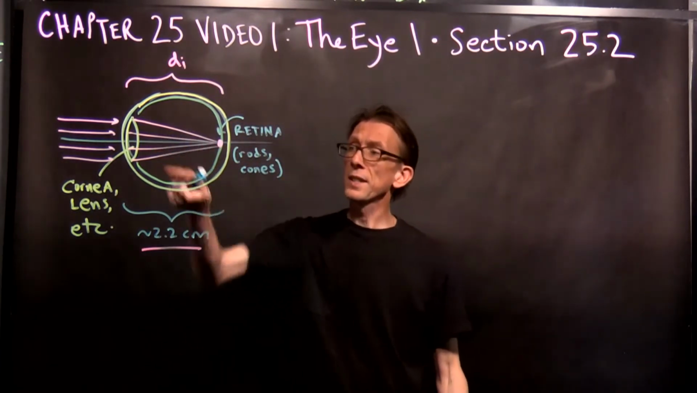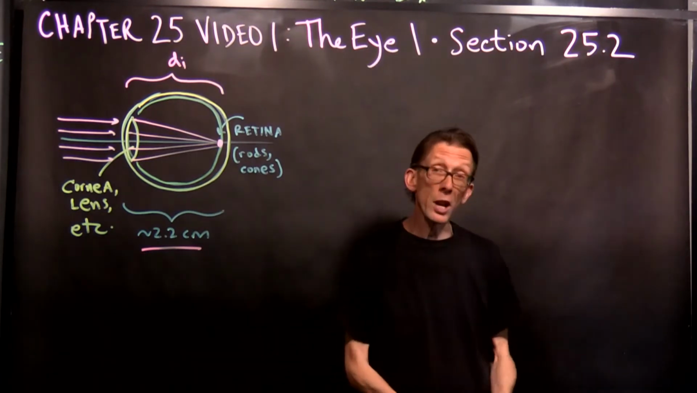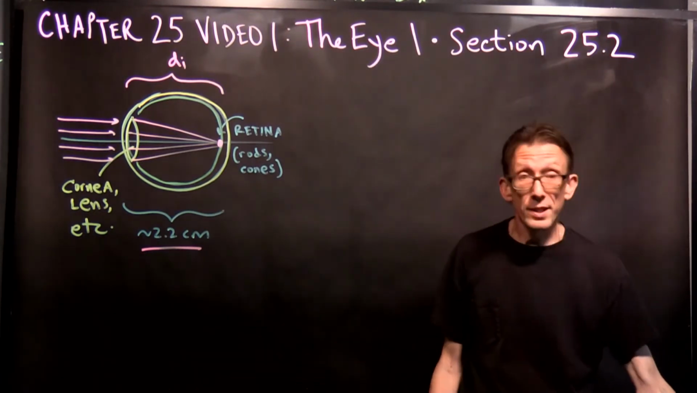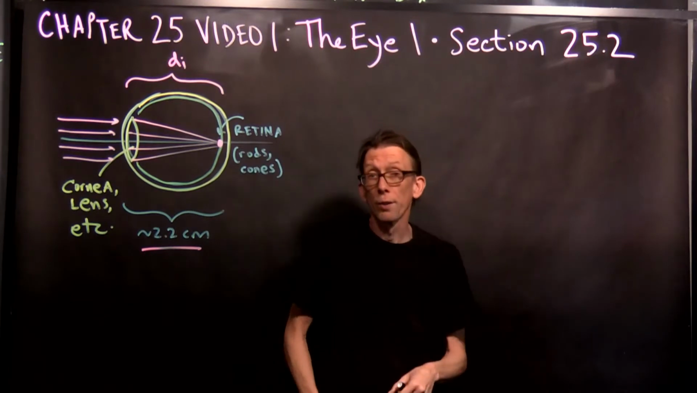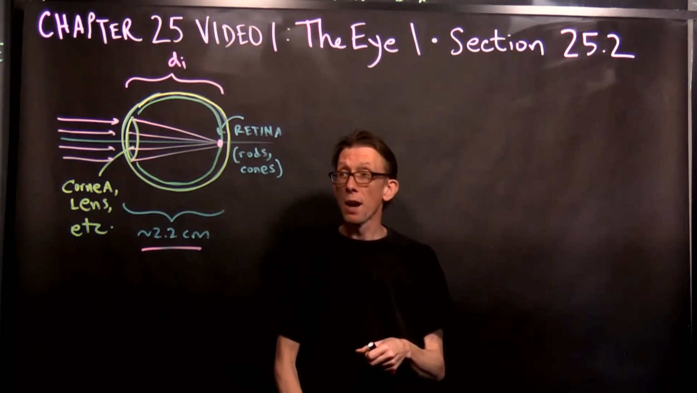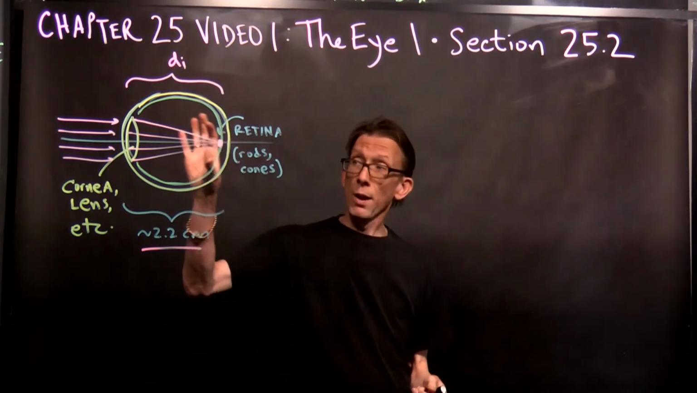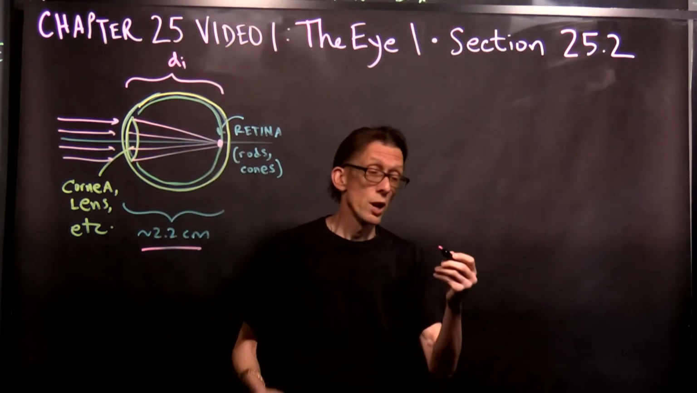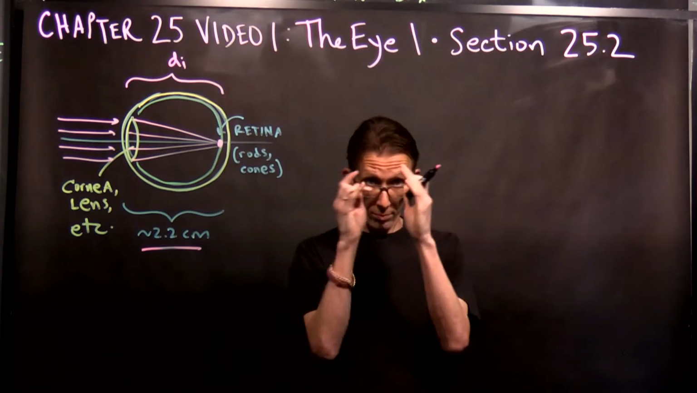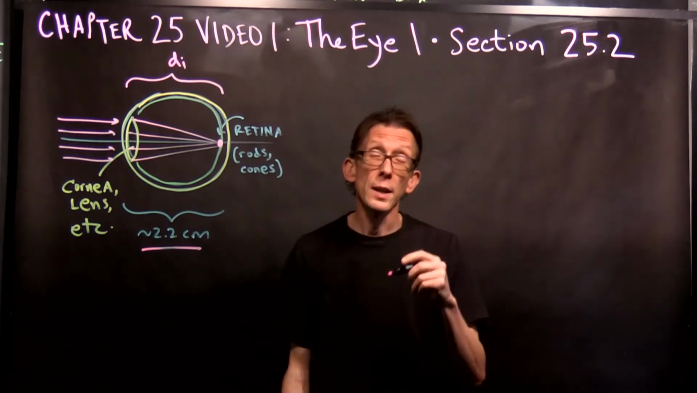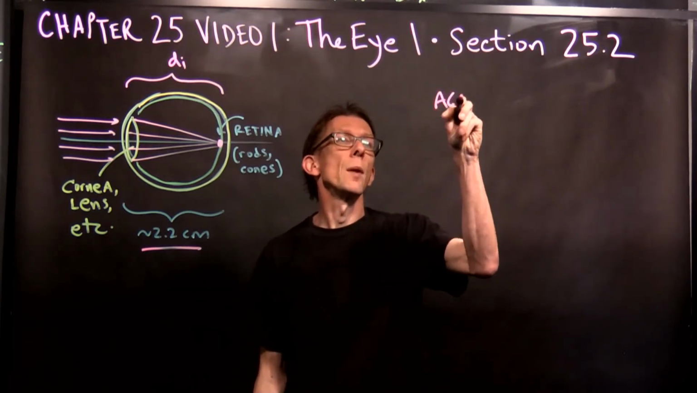So here's the lens, and the lens can change shape. Unlike the lenses that I had in here earlier for my demonstrations, unlike the lenses that we have in the lab, the lenses of our eye can change shape a little bit, change the focal length a little bit, in a process known as accommodation.